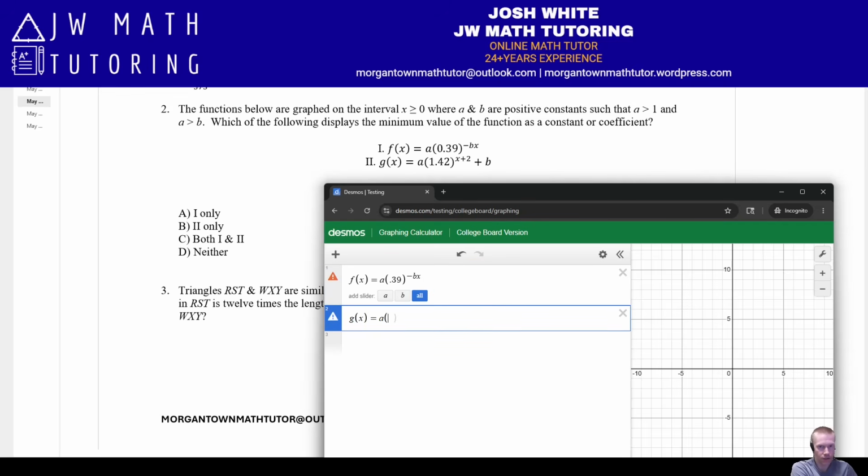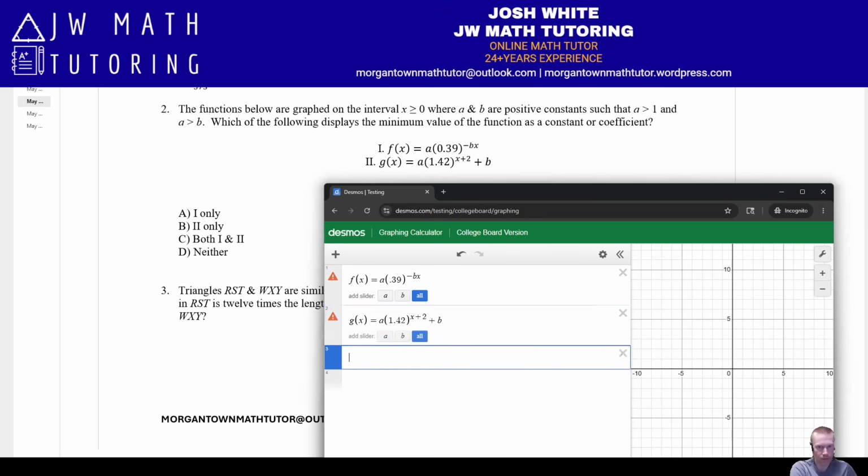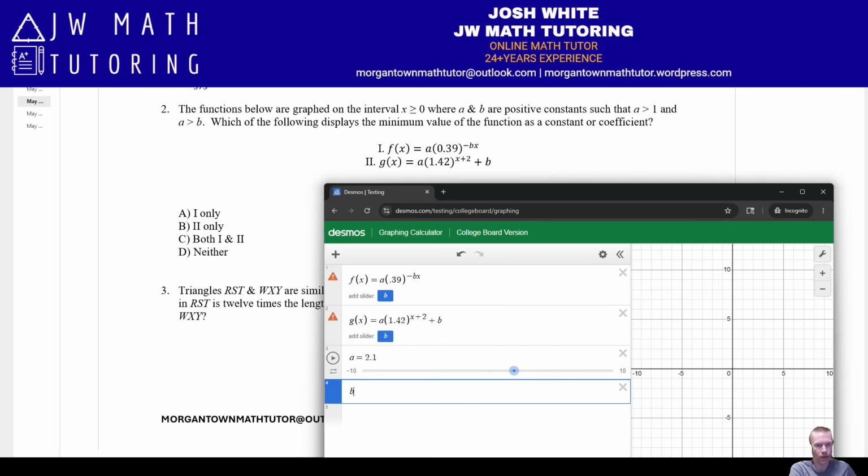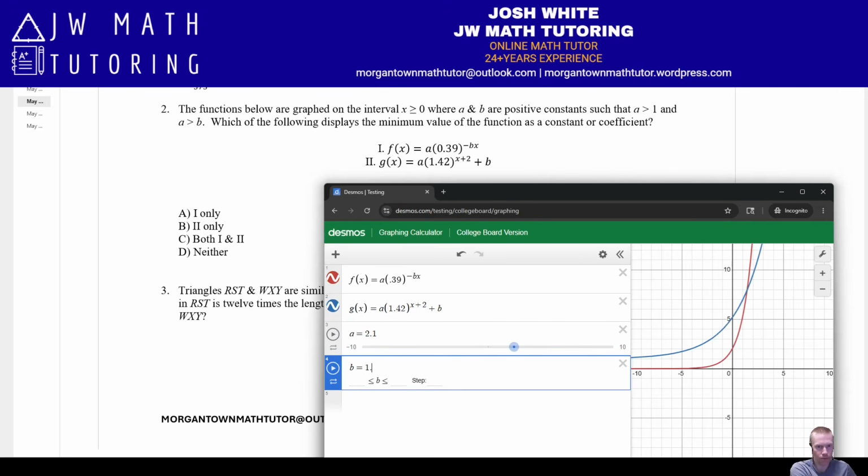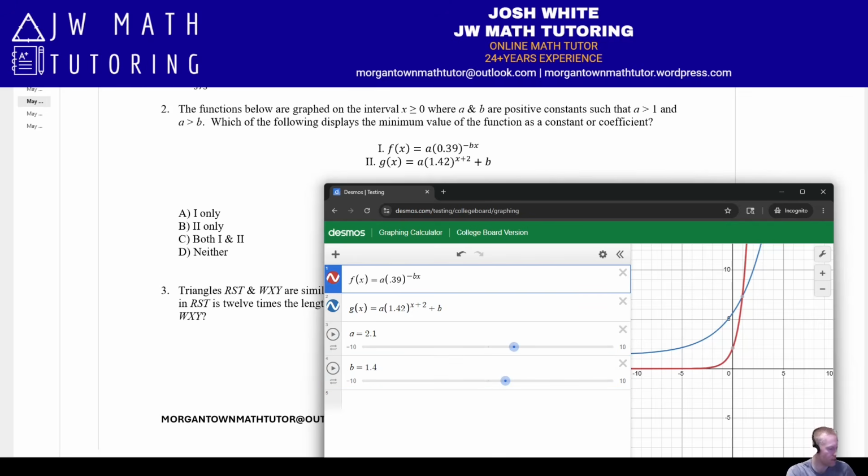And g of x is a, I'm just using random numbers here, x plus 2, okay, and then plus b. All right, let's see. Did I write down what I chose for a and b? It looks like I did not. So let's just make a 2.1, and let's make b something smaller, 1.4. Now, I forgot to add the constraint that x is greater than or equal to 0 to both, so let's make sure I do that.